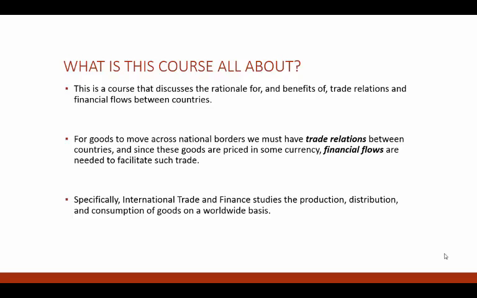International trade and finance is a subfield in economics that focuses on the aggregate production, distribution, and consumption of goods globally, as made possible through trade and finance flows across countries. Coverage is thus divided into two parts. First, we discuss trade relations, and second, we discuss the financial flows that make those trade relations possible.